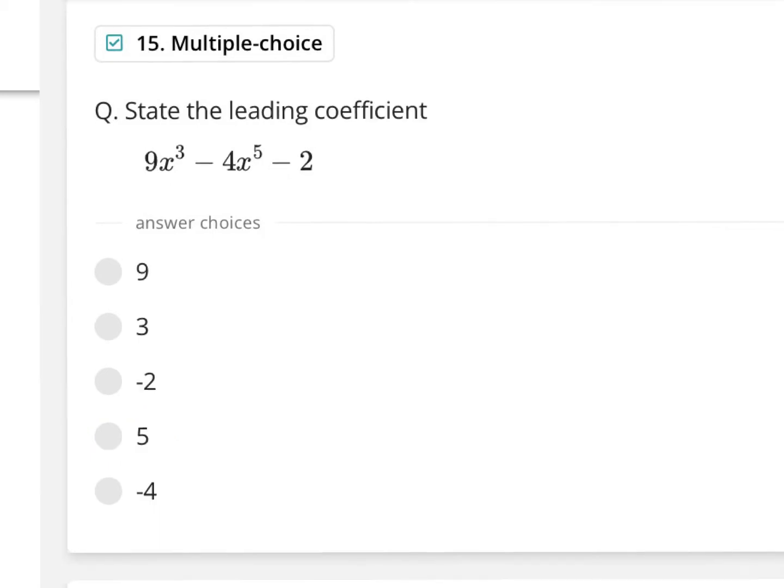State the leading coefficient. Once again, leading means it's the coefficient, the number in front of the variable that's out in front when your polynomial is in standard form. So obviously, this is not in standard form. You want the highest power first. So you take this -4x to the 5th and put it out in the front. So -4x to the 5th, and then plus the 9x to the 3rd, and then finally the -2 at the end. And now you could see that your leading coefficient is the -4.